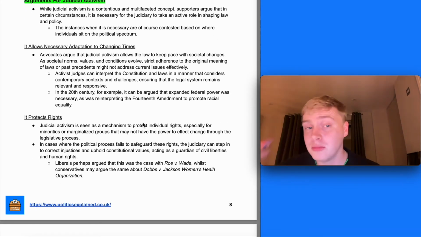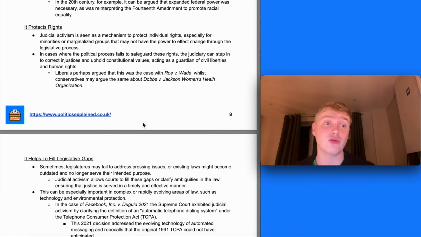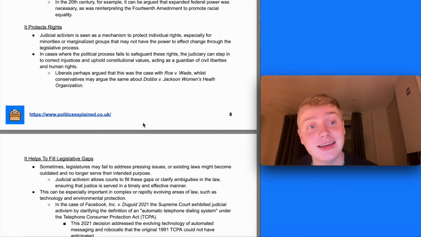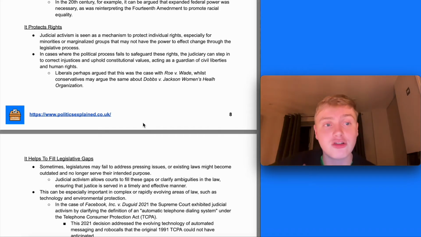This can be seen, for example, it can be argued that the expansive federal power was necessary, as was reinterpreting the 14th Amendment to promote racial equality, both of which were done in the Warren Court. It can be argued that judicial activism protects rights, is a key mechanism for doing so, especially for minorities and marginalised groups that may not have had the power to effect change through the legislative process.